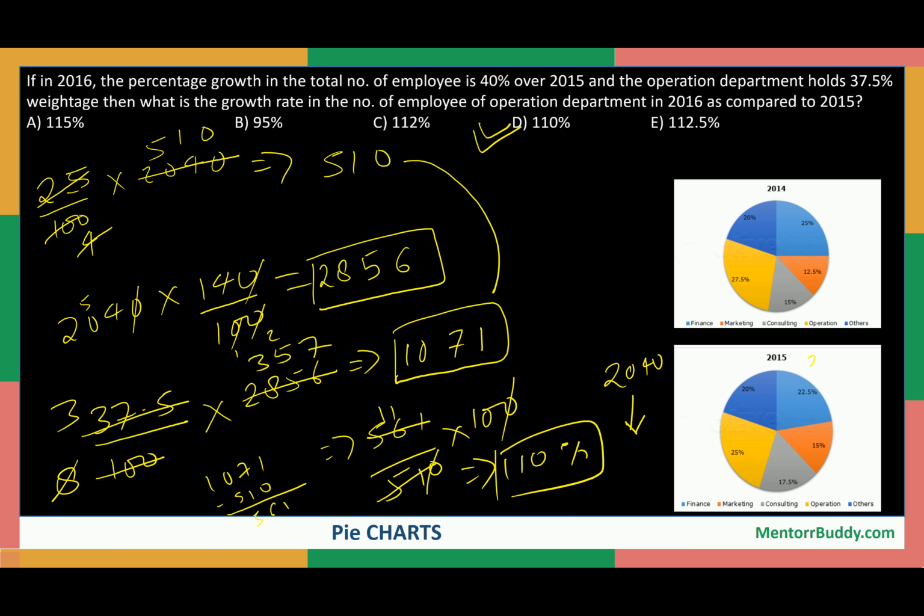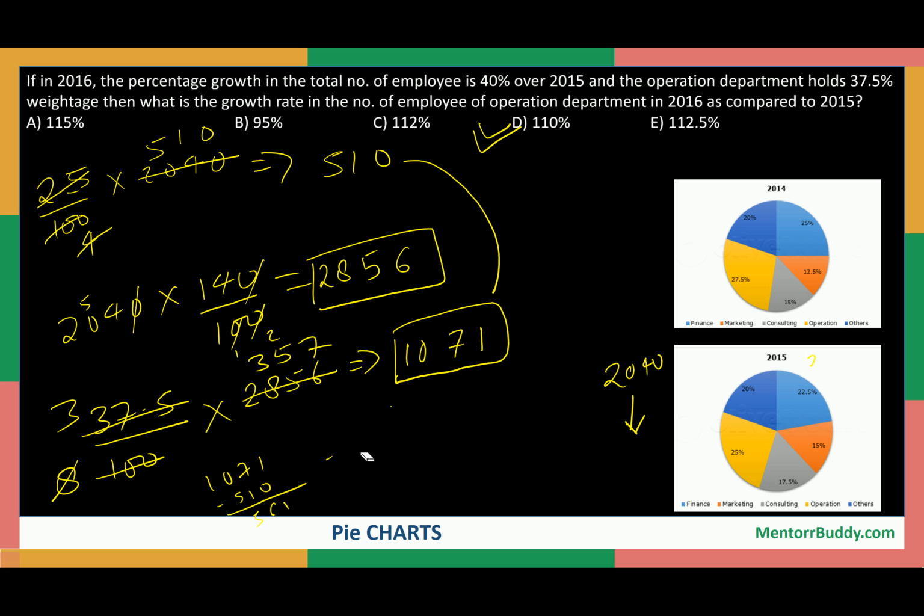So this is the simple process: you need to calculate the number of employees in 2015. Then you need to increase the total number of employees by 40%, so you get the total number of employees of 2016. Then you find 37.5% of that value, which is the number of employees of the operation department. Then you find the difference, and find the percentage growth. This is one method of solving this question.